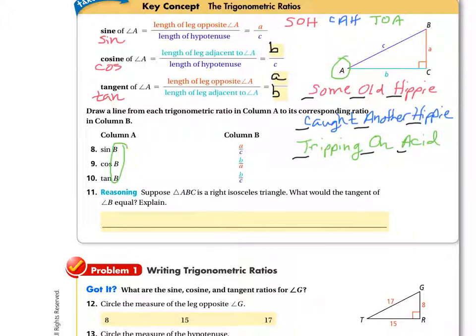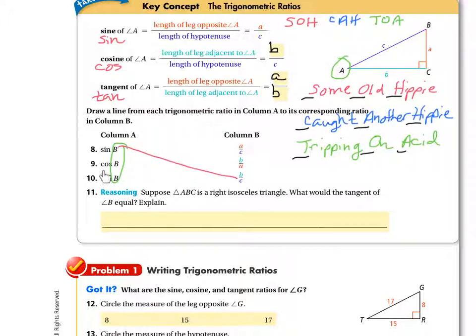Okay, so technology is back. So if we're talking about angle B, some old hippie, sine, old is what? Opposite. So isn't that B? And then hippie is what? Hypotenuse is C. So we're talking about B over C. So you're going to draw a line to B over C. So wouldn't that be this right here?